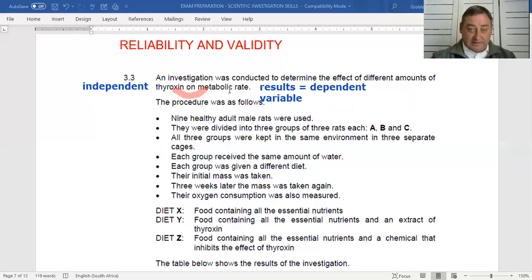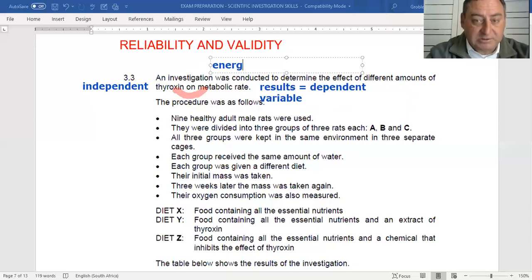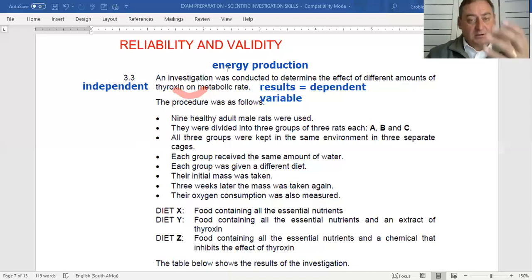The metabolic rate has to do with what? Metabolic rate has to do with energy production, the production of energy. So some people, even with animals as well, when you eat food, the food you get is converted to glucose, and the glucose is then used to form fat, because they're not producing energy.